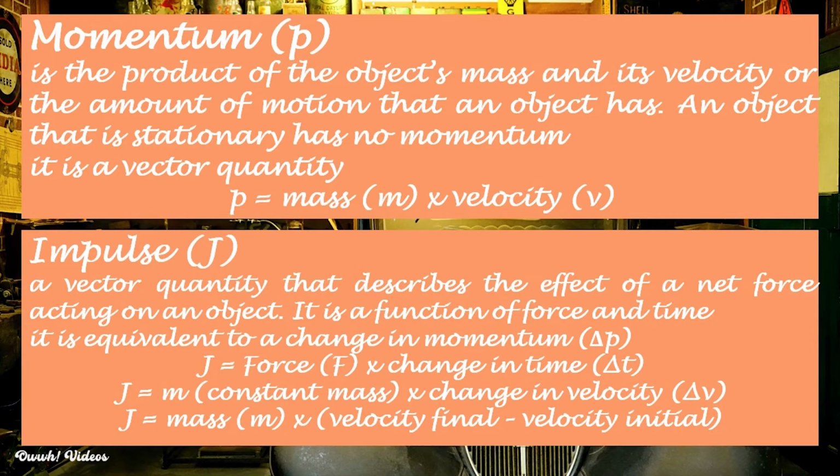Impulse. A vector quantity that describes the effect of a net force acting on an object. It is a function of force and time. It is equivalent to change in momentum. J equals force times change in time. J equals constant mass multiplied by change in velocity. J equals mass times velocity final minus velocity initial.